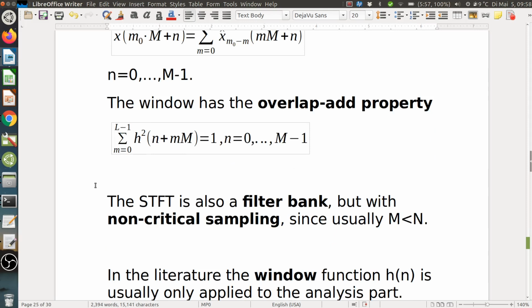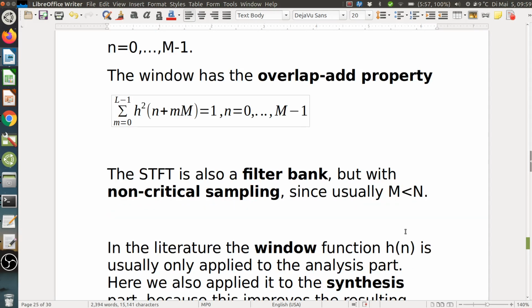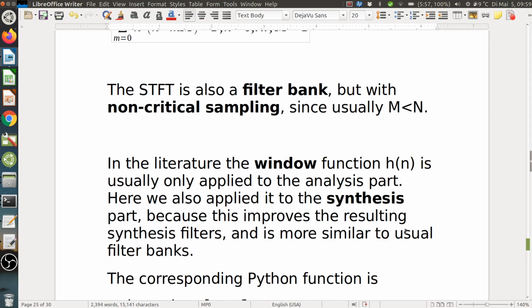We can also see the STFT as a filter bank, but with non-critical sampling. Usually the hop size is much smaller than the block size of the DFT. In the literature, the window function h of n is usually only applied to the analysis part, but here we also applied it to the synthesis part, because this improves the resulting synthesis filters and is more similar to usual filter banks.